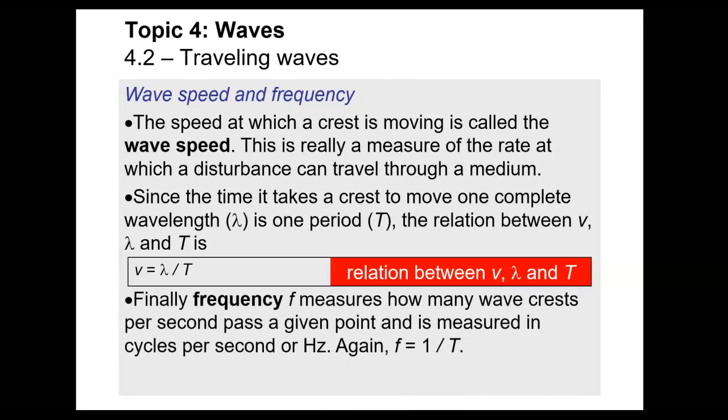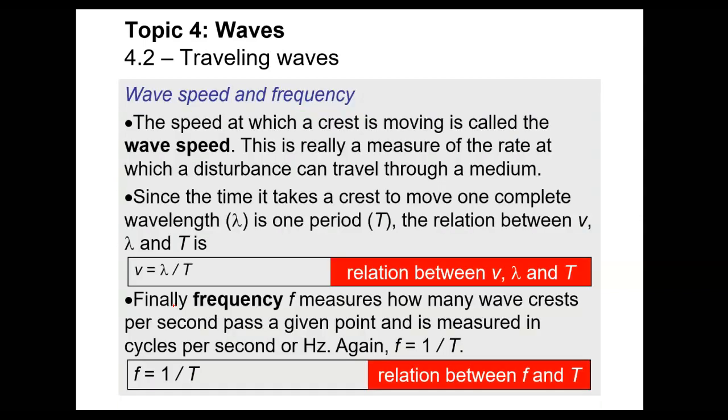Now, we've talked before about how frequency relates back to period, but frequency, in the context of waves, is how many wave crests pass a given point per second, and the unit for frequency is hertz, Hz. Because of the way frequency is defined, frequency is 1 divided by the period. If you take that and substitute it in for the period in this equation, you get this equation, which I will write right here.